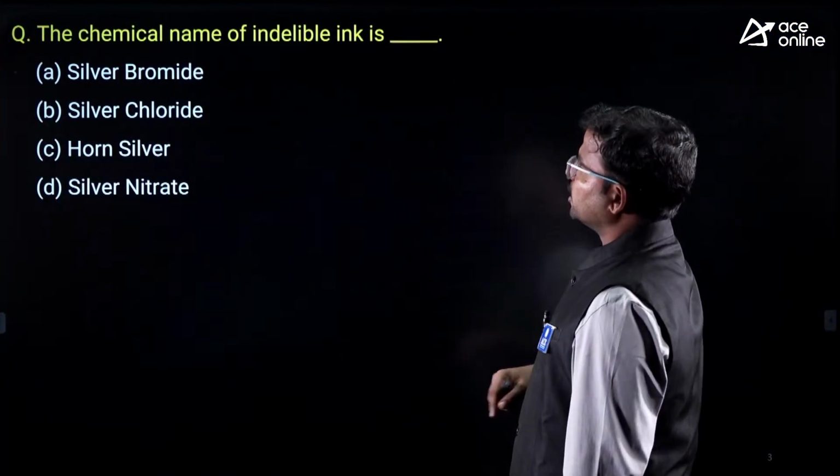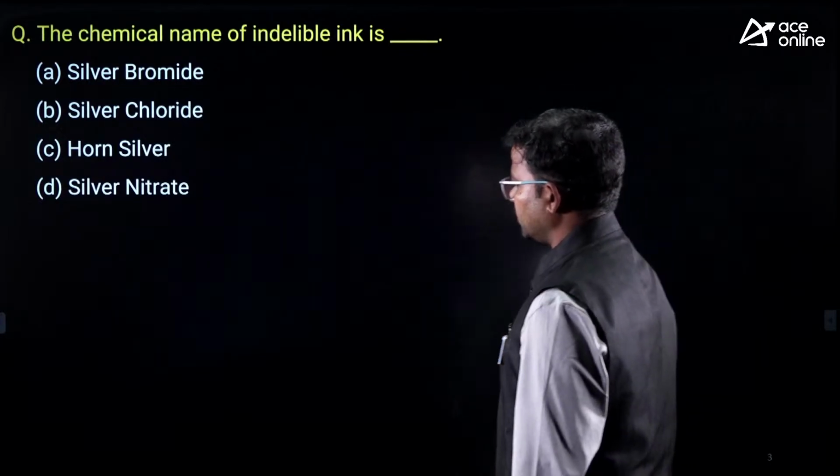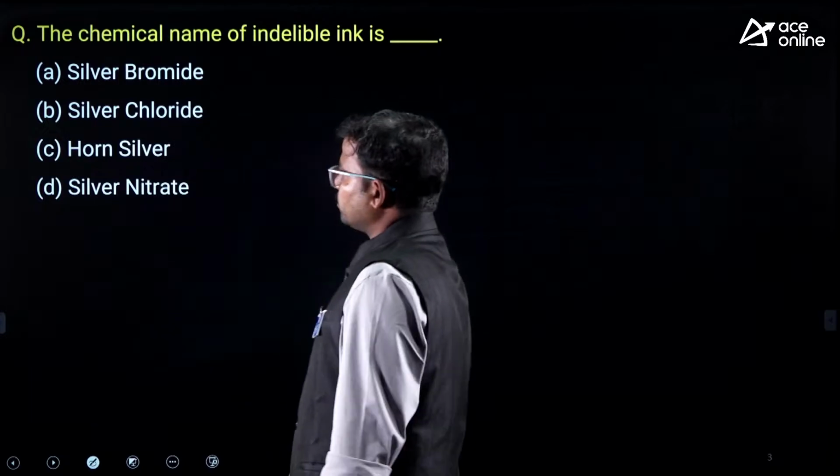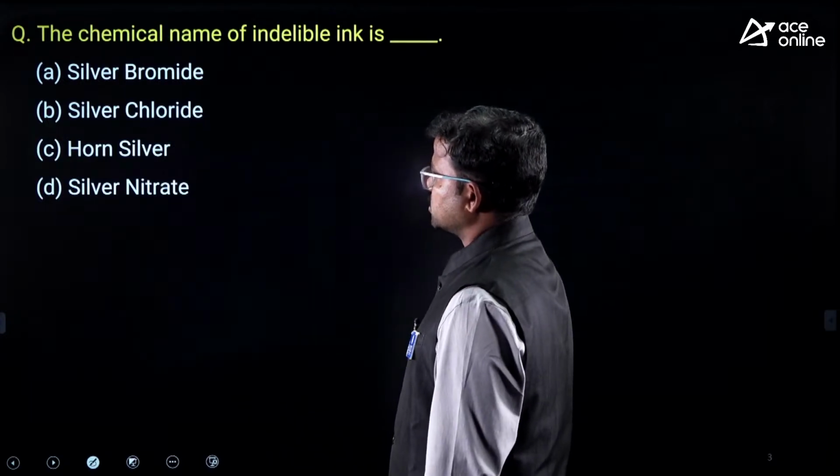Here is the first question. The chemical name of indelible ink is: silver bromide, silver chloride, horn silver, or silver nitrate?